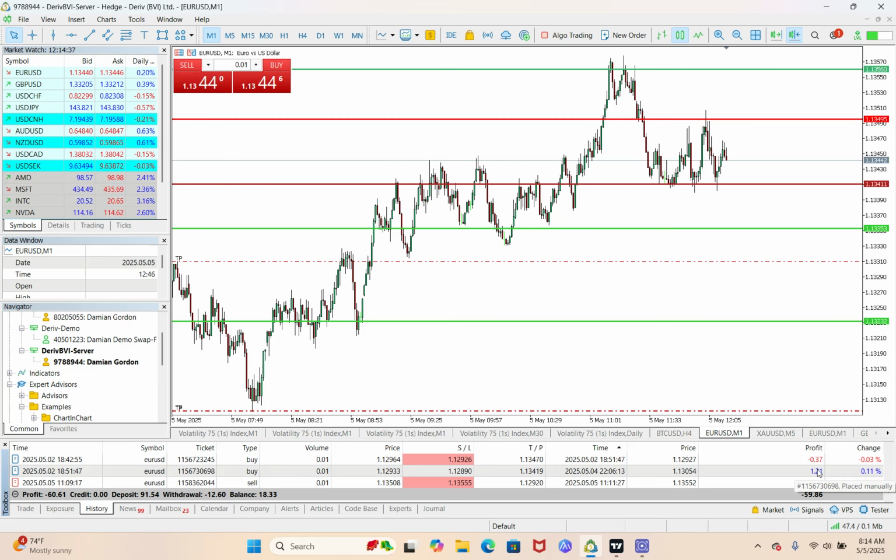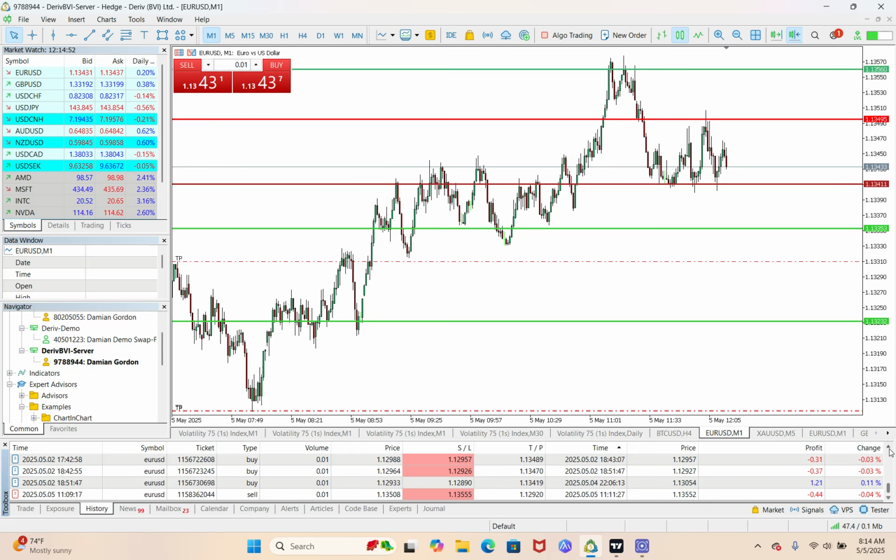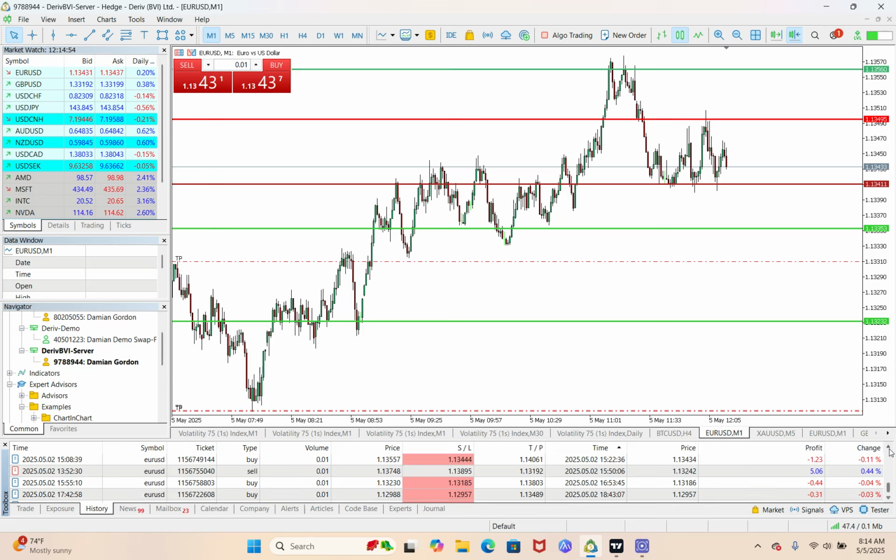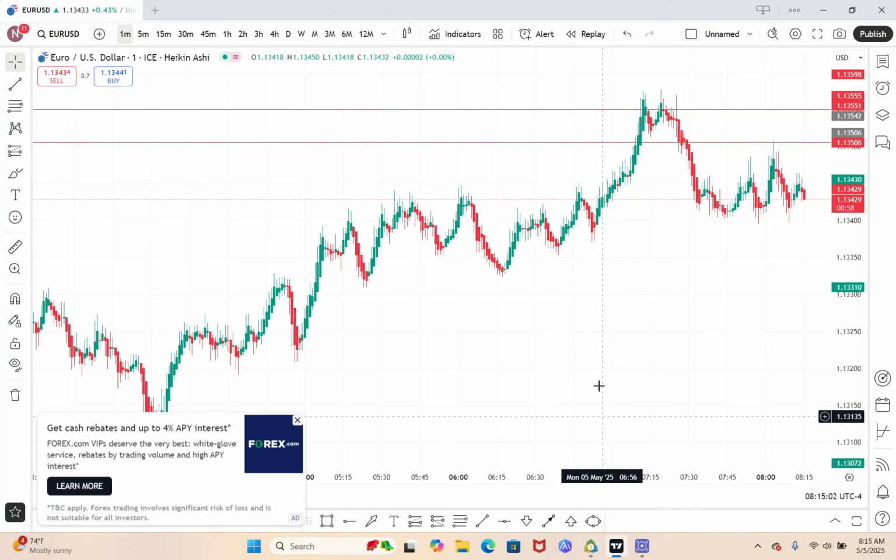So for this one, I cashed out a profit of $1.21. We should have made $5 on this trade, but because of the market condition, I decided to cash it out because I didn't like how the market looked. This one, as you can see, a profit of $5.06. Let me go over to TradingView and explain those trades.